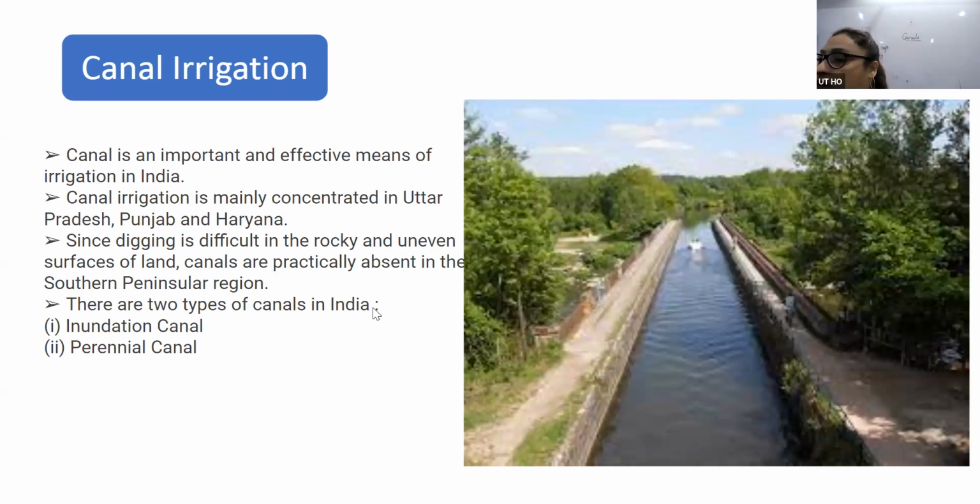Canal is an important and effective means of irrigation in India. Canal irrigation is mainly concentrated in UP, Punjab, Haryana. Since digging is difficult in the rocky and uneven surfaces of land, canals are practically absent in the southern peninsula, same as wells. There are two types of canals, inundation and perennial.